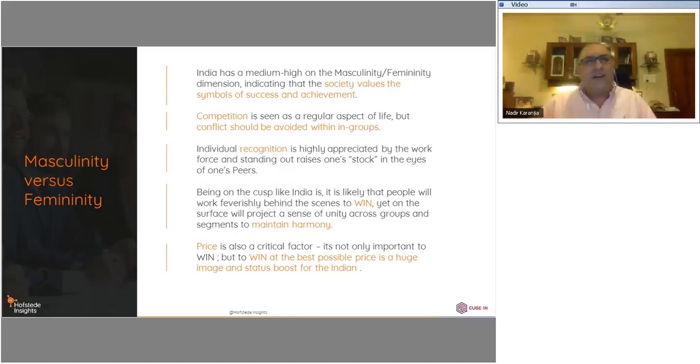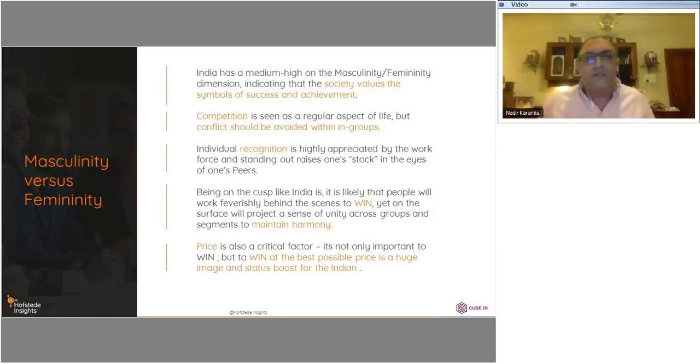So being on the cusp, we're not exactly too high or too low, we're in a middle score. It's likely that people will work very fervently behind the scenes to win. Yet, on the surface, it will be projected as a scene of unity, and across groups and segments, there should be harmony. Now, another concept is when you are dealing in India, which is masculine, price is a critical factor.